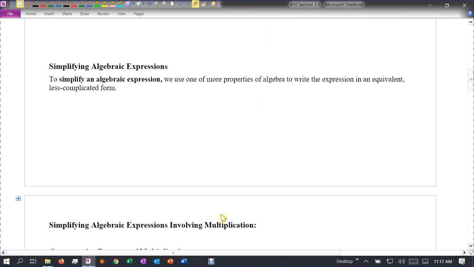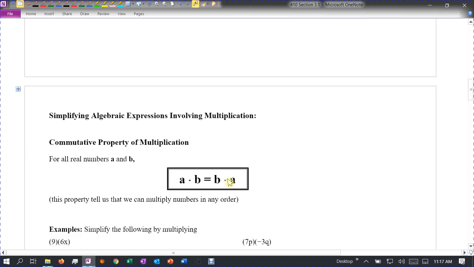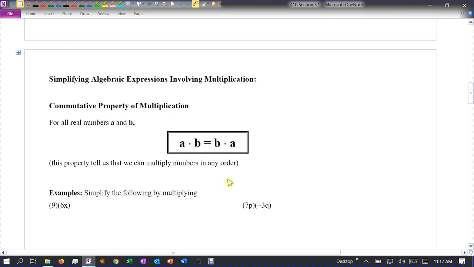All right, now that we know what terms are, we want to talk about simplifying algebraic expressions. To simplify algebraic expressions, we use one or more properties of algebra to write an expression in an equivalent, less complicated form. And we're going to use a couple of properties to do this.